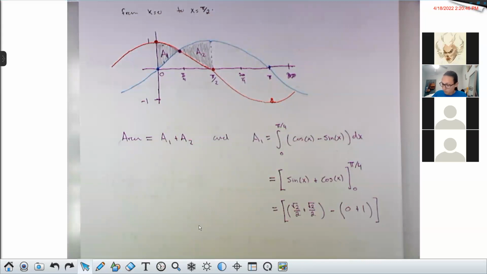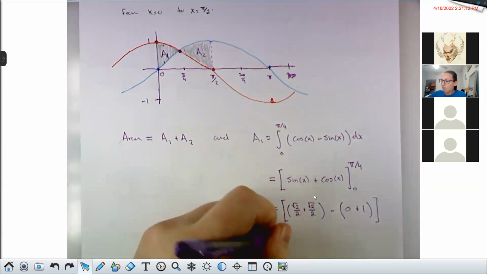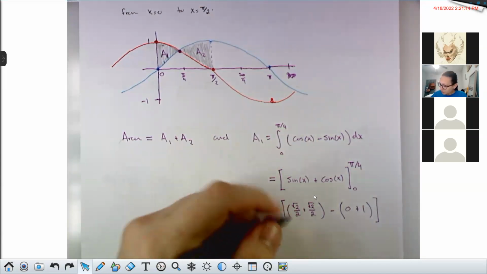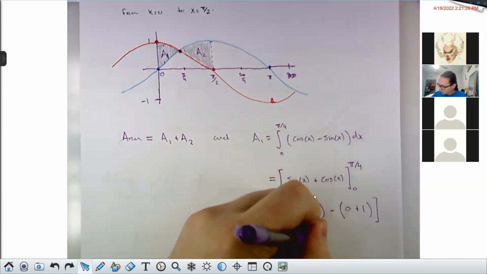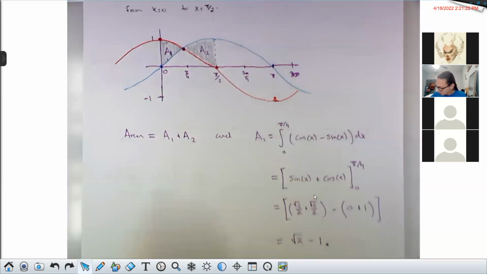Everybody good so far? So if you differentiate sine, you get cosine. If you differentiate cosine, you get negative sine. So this is my antiderivative. Plugging in pi over 4. In fact, we get plugging in 0. Root 2 over 2 plus root 2 over 2 is 2 times root 2 over 2, which is just the square root of 2. 0 plus 1 is 1, so we're subtracting 1. So there's A1.